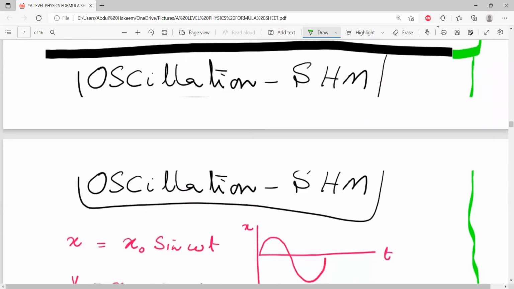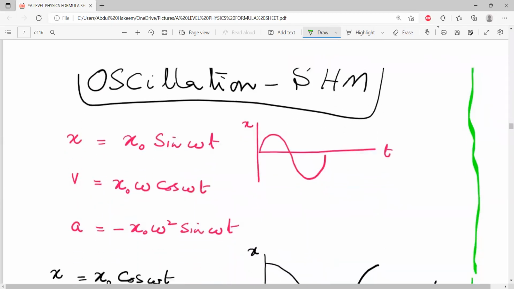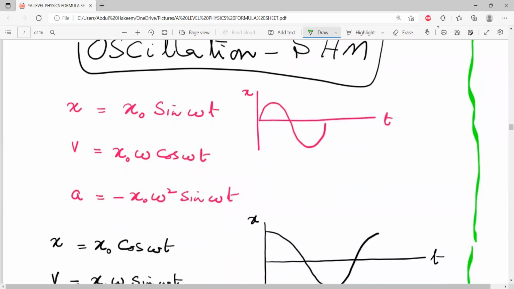Now come to the oscillation. Simple harmonic motion. If the motion is started from the mean position, then displacement x is equal to x naught sin omega t, then speed is equal to x naught omega cos omega t, and a is equal to minus x naught omega square sin omega t.